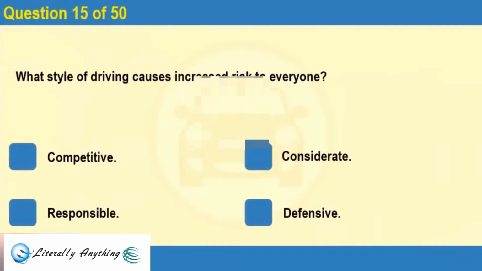What style of driving causes increased risk to everyone? 1. Competitive. 2. Considerate. 3. Responsible. 4. Defensive.